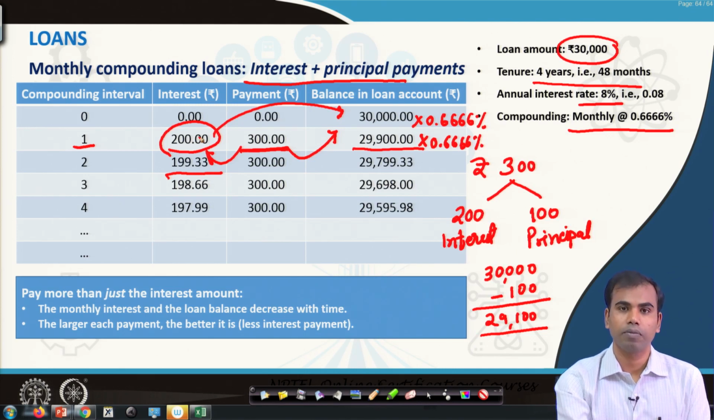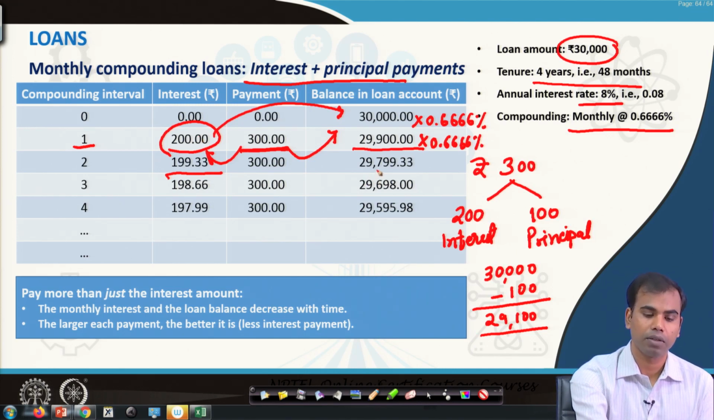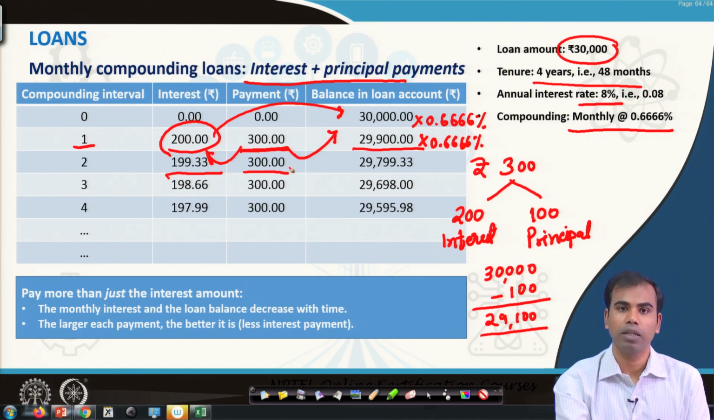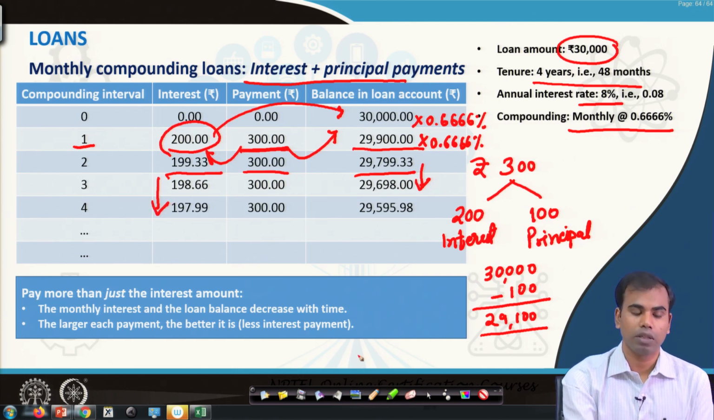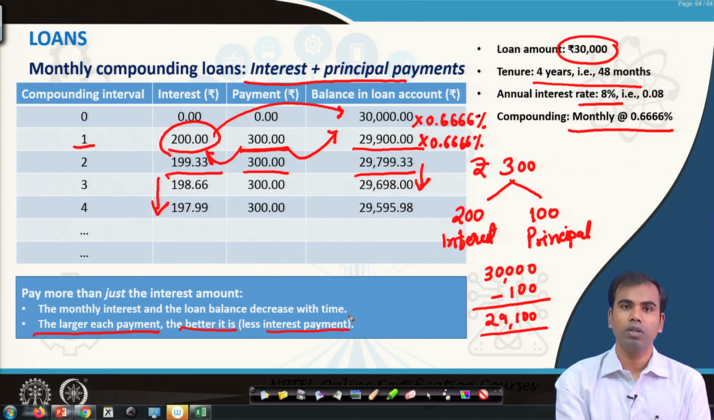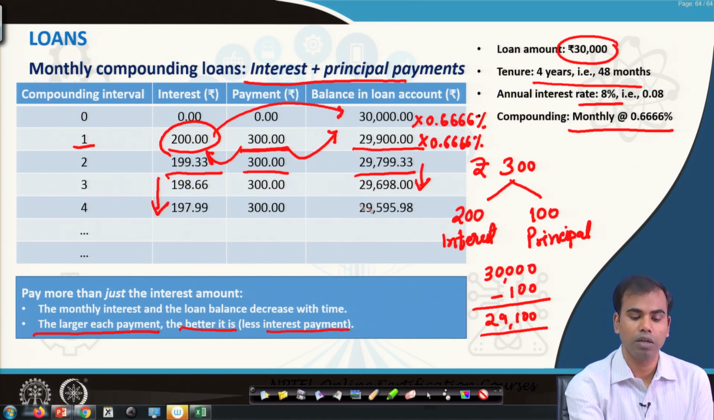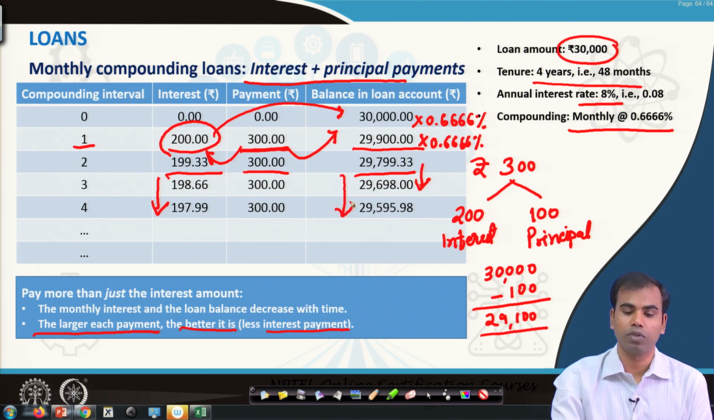So, every period you pay 300, that is higher than the interest charges due, and your principal amount starts decreasing. Similarly, your interest charges also start decreasing. So, that is why it is suggested that the larger the payment amount you pay, the better it is, because it will also reduce the interest charges as a result of a lower principal amount.